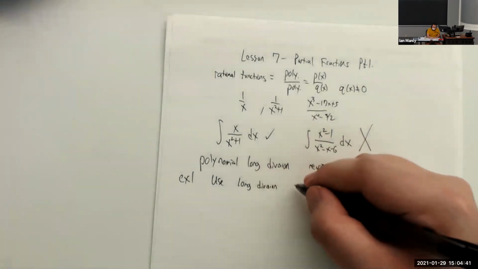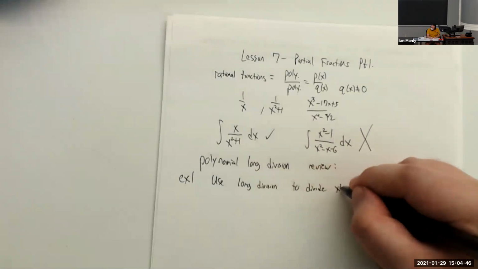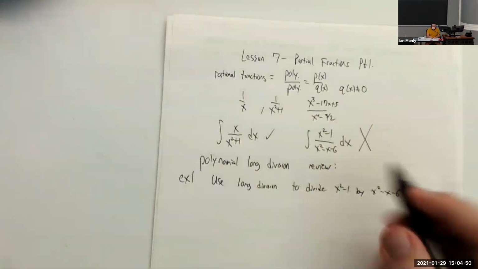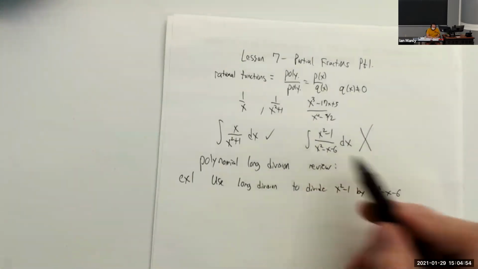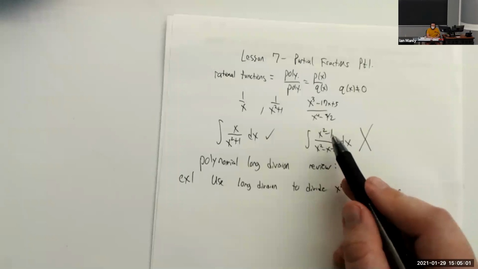So for this example, we're going to use long division to divide x squared minus 1 by x squared minus x minus 6. And that's exactly what we have in this integral right here. So in order to use partial fractions, we need the degree of the numerator to be less than the degree of the denominator.